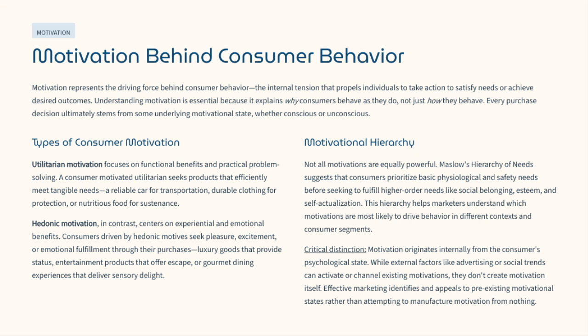Now, within these motivations, there's a distinction between hedonic and utilitarian types. Hedonic motivation is all about seeking pleasure or emotional fulfillment. Think luxury goods that boost status, entertainment products that provide an escape, or gourmet dining that delights the senses. On the other hand, utilitarian motivation is more practical. Consumers motivated by utilitarian needs look for products that solve problems efficiently, like a reliable car, durable clothing, or nutritious food.